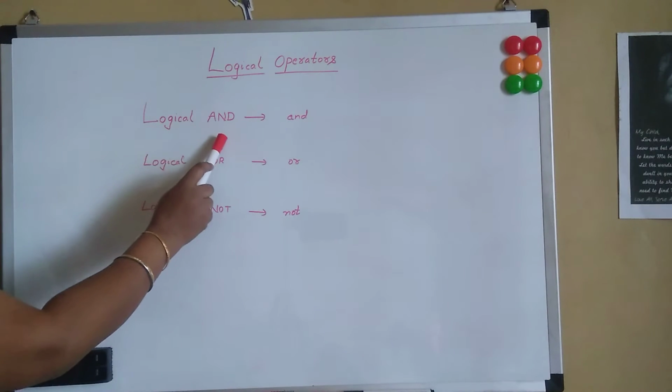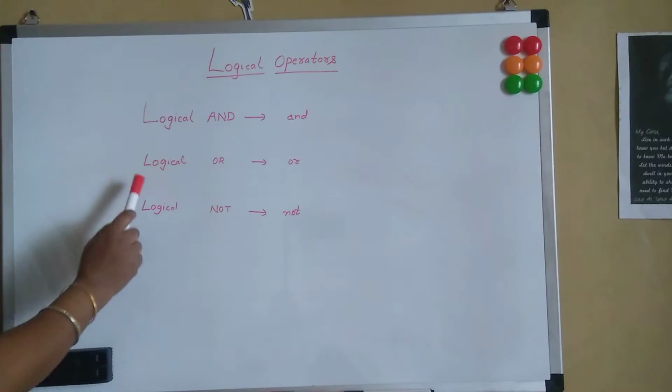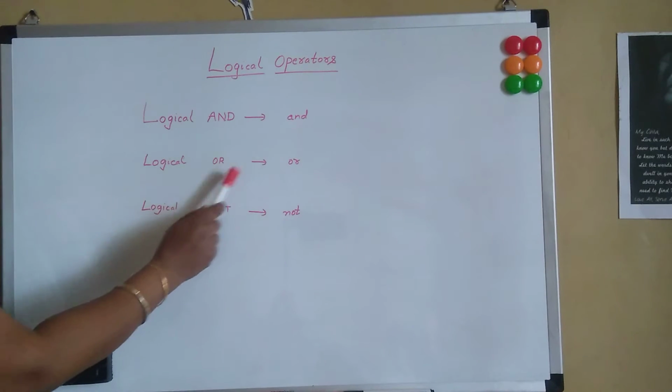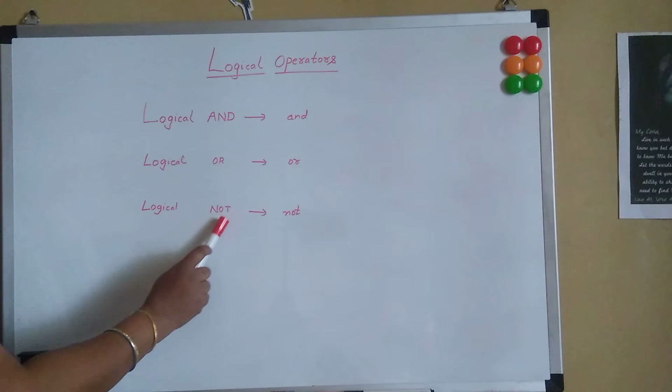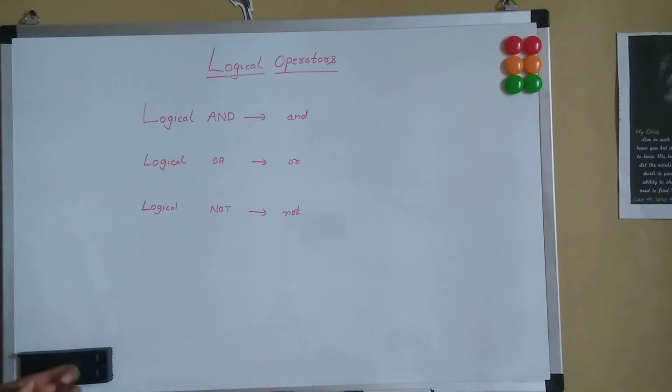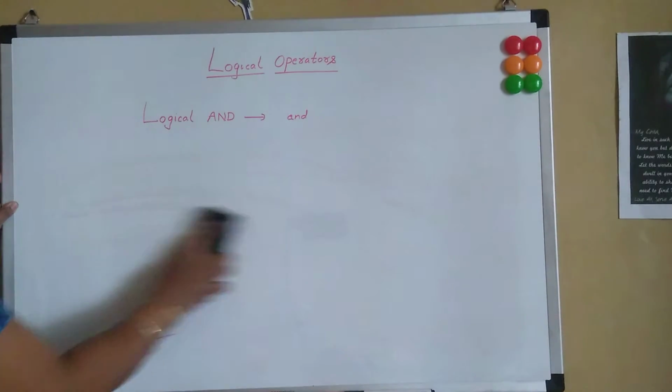The first one is the logical AND, represented by "and" in small letters. The next one is the logical OR, represented by "or". And the third one is the logical NOT, represented by "not". So let's look into the logical AND, how it works in Python.